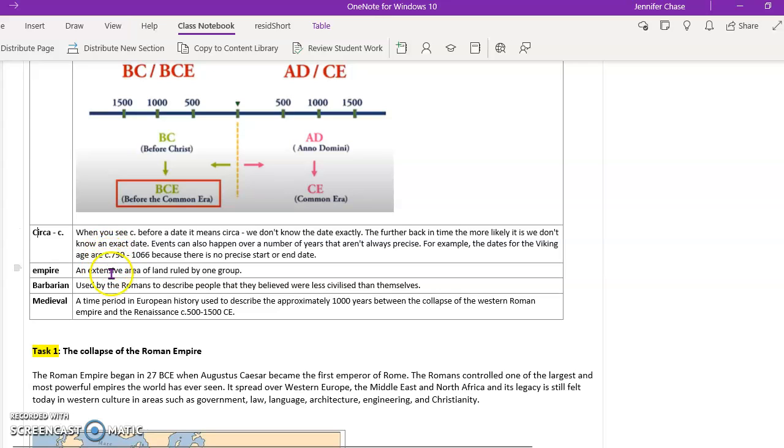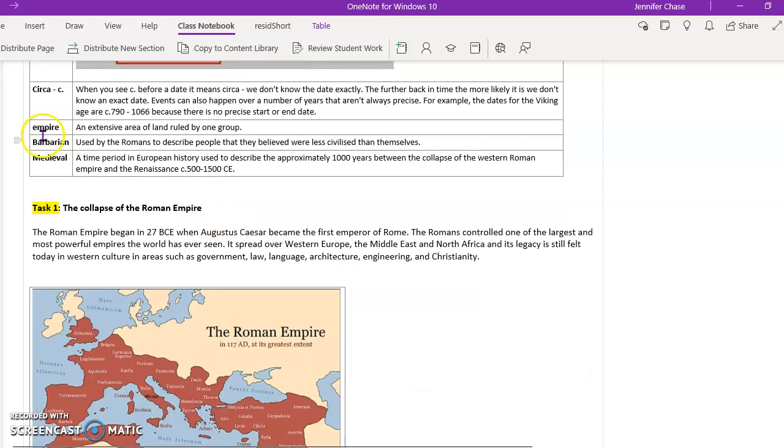Sometimes we're going to see the year that people were born, but because it was so long ago, they don't know exactly when it was. Okay, so empire. I'm sure you would have heard that term. That's an extensive area of land ruled by one group. So, for example, Australia used to be part of the British Empire because Britain used to rule Australia.